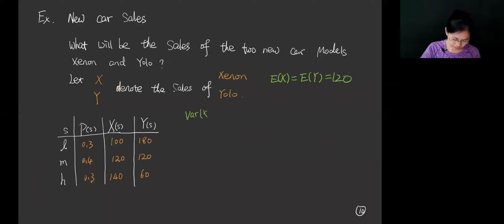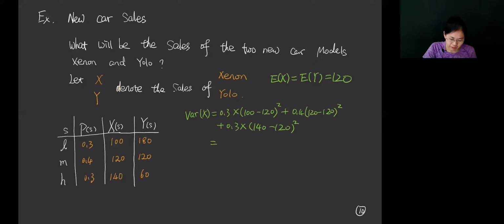The variance of X will be 0.3 times (100 minus 120) squared plus 0.4 times (120 minus 120) squared plus 0.3 times (140 minus 120) squared. And this is 0.3 times 400, and this is also 0.3 times 400, and this is 0. Therefore, this variance should be 0.6 times 400, which is 240.